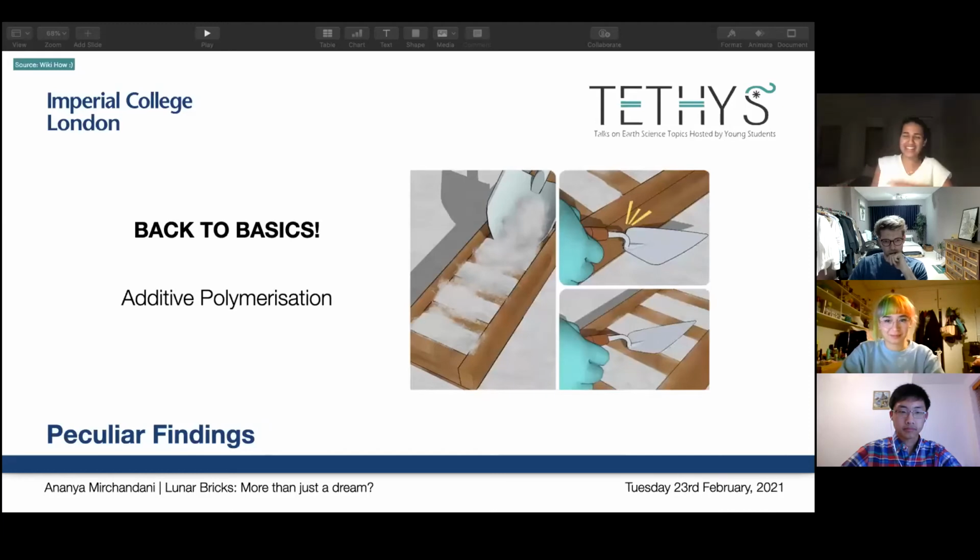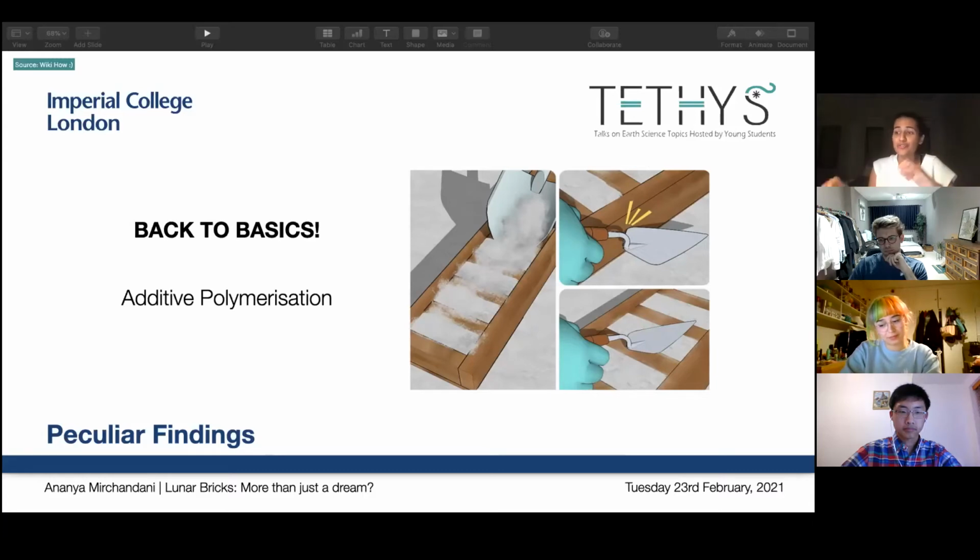So back to basics, how do we make bricks? When we think back to basics, making bricks on Earth, we add water to cement as one of the many methods to do it. This is a process also scientifically known as additive polymerization, because it's just like an active research stream in brick making, period.